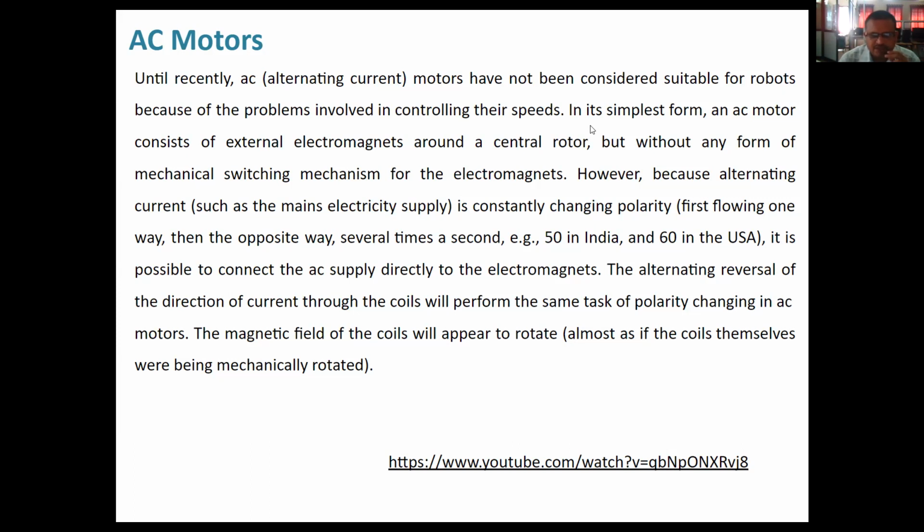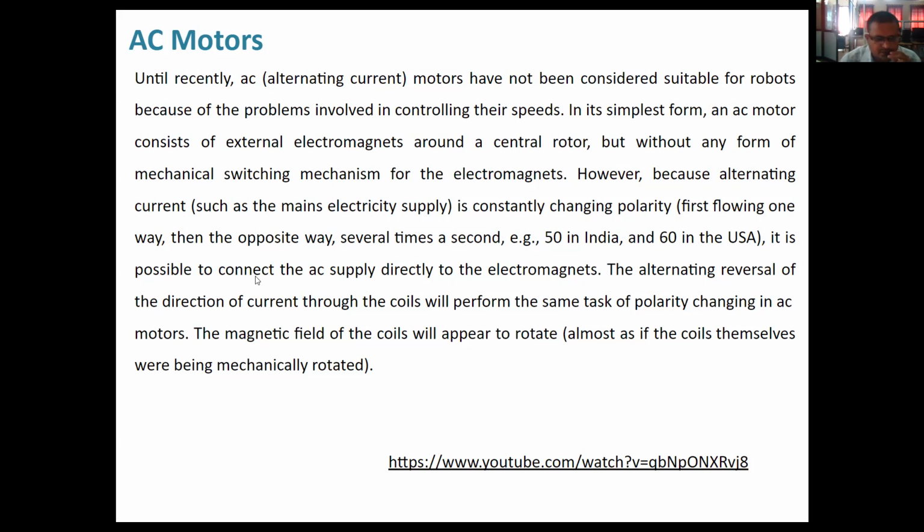In its simplest form, an AC motor consists of external electromagnets around a central rotor, but without any form of mechanical switching mechanism for the electromagnets. However, because alternating current, such as the mains electricity supply, is constantly changing polarity, first flowing one way, then the opposite way, several times a second, for example, 50 in India and 60 in the USA.